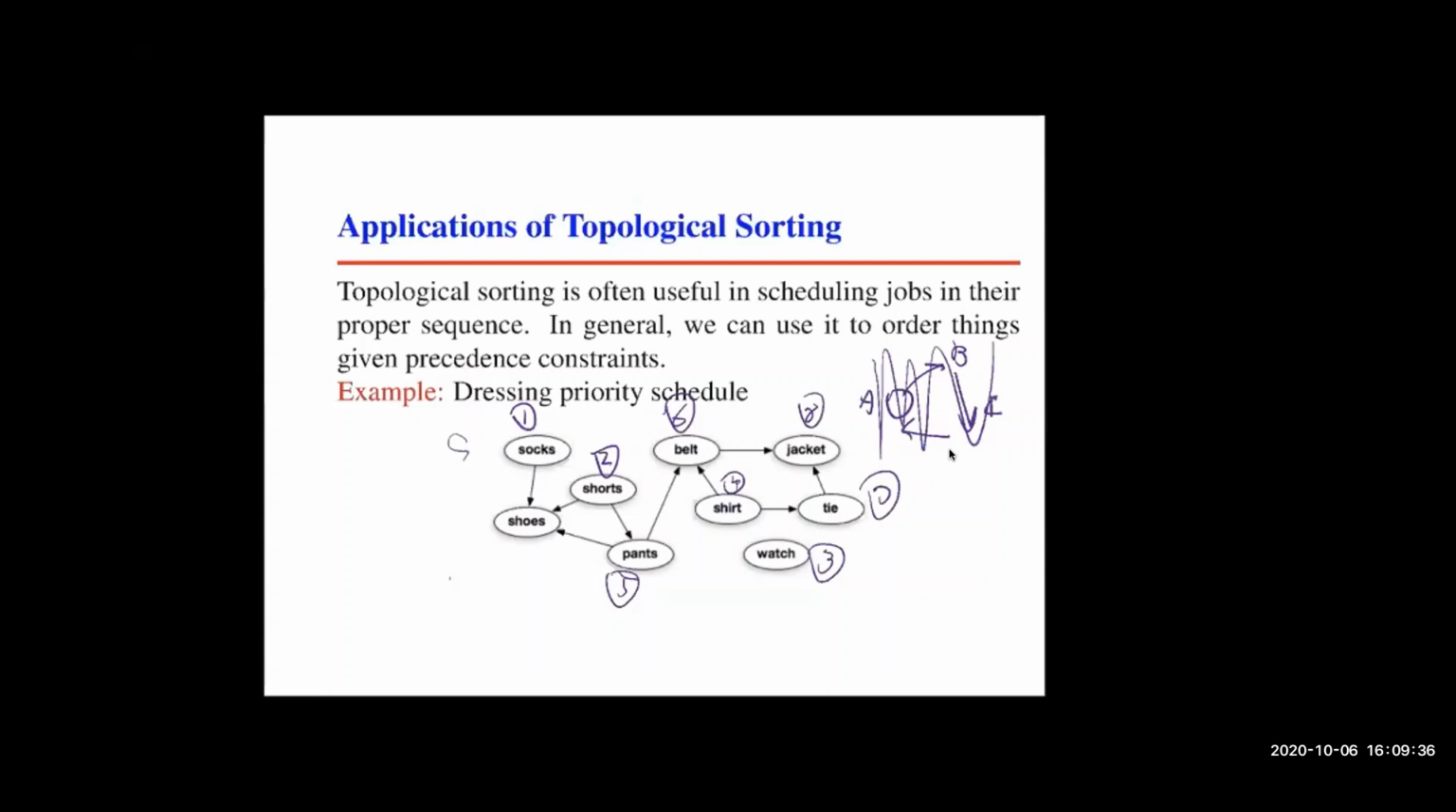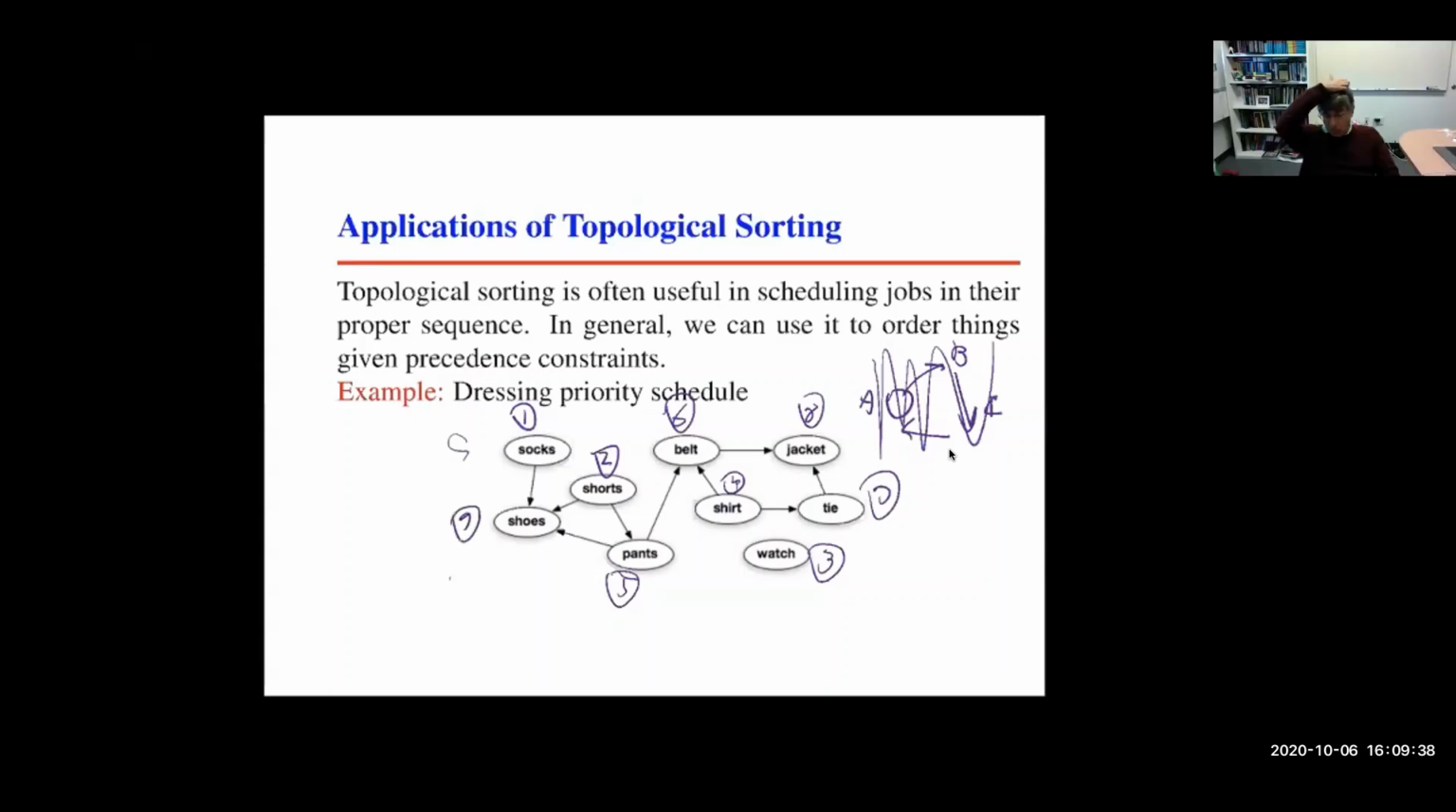Shoes. Okay. Does everybody see that there's an order there? And there are lots of different orders. There could be many, many different topological sorts for a given DAG. And each one of them prescribes a reasonable schedule, a reasonable ordering for doing jobs. Any questions?